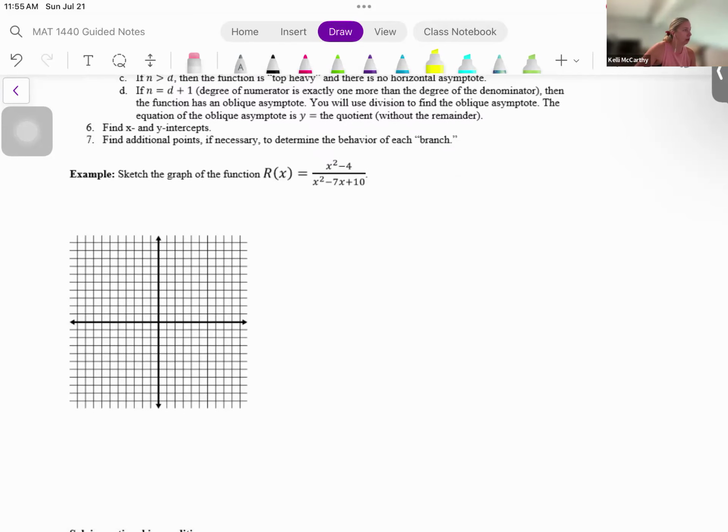All right, so let's go through one together. Sketch the graph of the function r of x equals x squared minus 4 divided by x squared minus 7x plus 10.